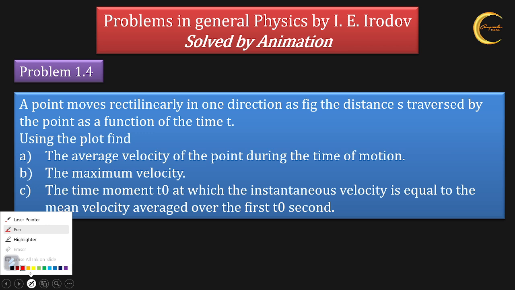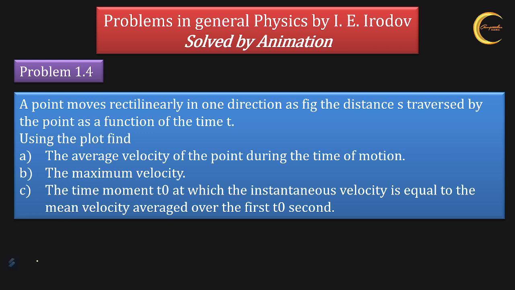Now, a point moves rectilinearly in one direction, as in the figure I showed you earlier. The distance s traversed by the point is a function of the time t. Using the plot, first we have to find the average velocity of the point during the time of motion. So this average velocity we have to find out.